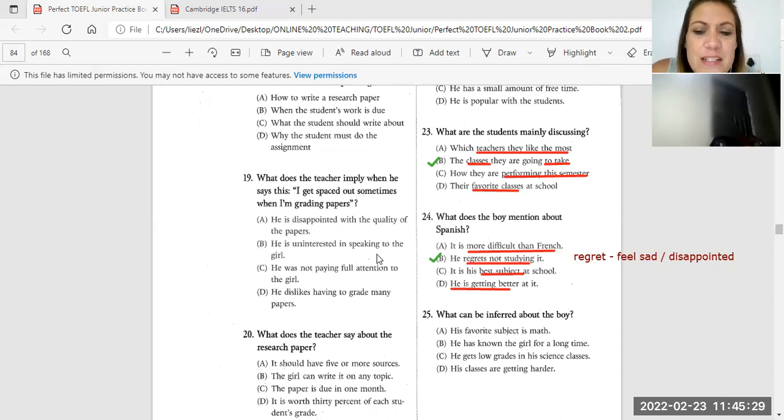What can be inferred about the boy? What can we say about the boy? His favorite subject is maths. He has known the girl for a long time. He gets low grades in his science class. His classes are getting harder. Let's listen.